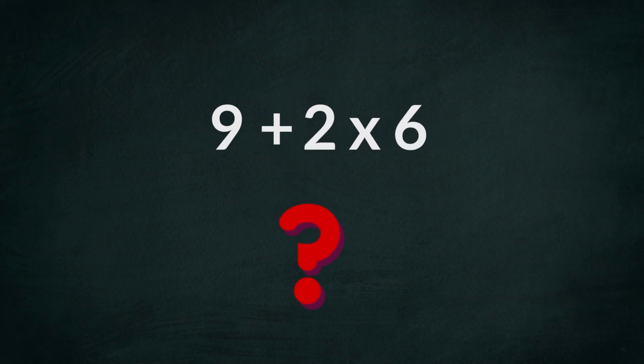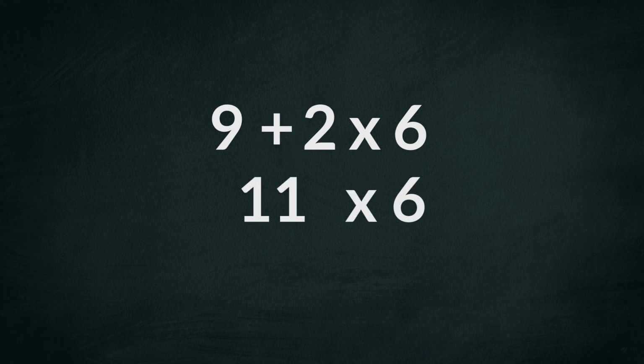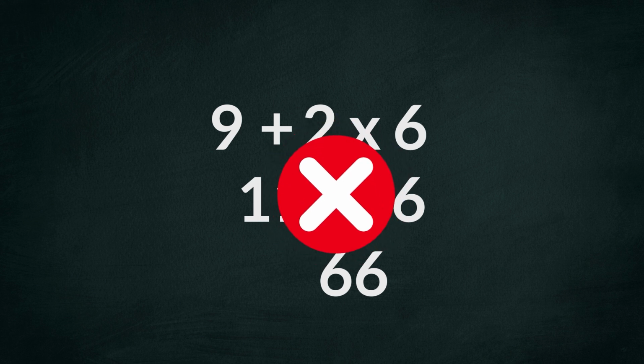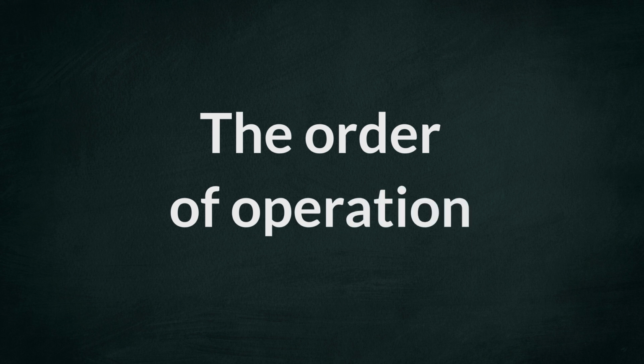Anyway, back to the main topic. You might be wondering about the math problem that my two little friends were working on. Technically speaking, their calculation is not incorrect. 9 plus 2 does indeed equal 11, and 11 times 6 is 66. But why is this answer wrong? That's because they didn't follow the order of operations.